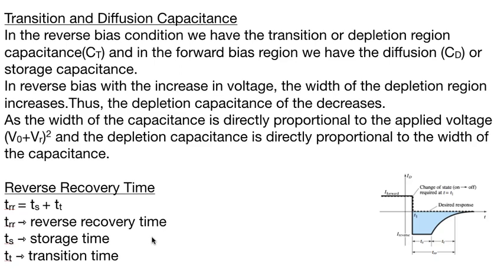So in forward direction we have storage and diffusion capacitance, and in reverse bias we have transition or depletion capacitance, okay. So moving on, in the reverse bias, with increase in voltage, the width of the depletion region increases.